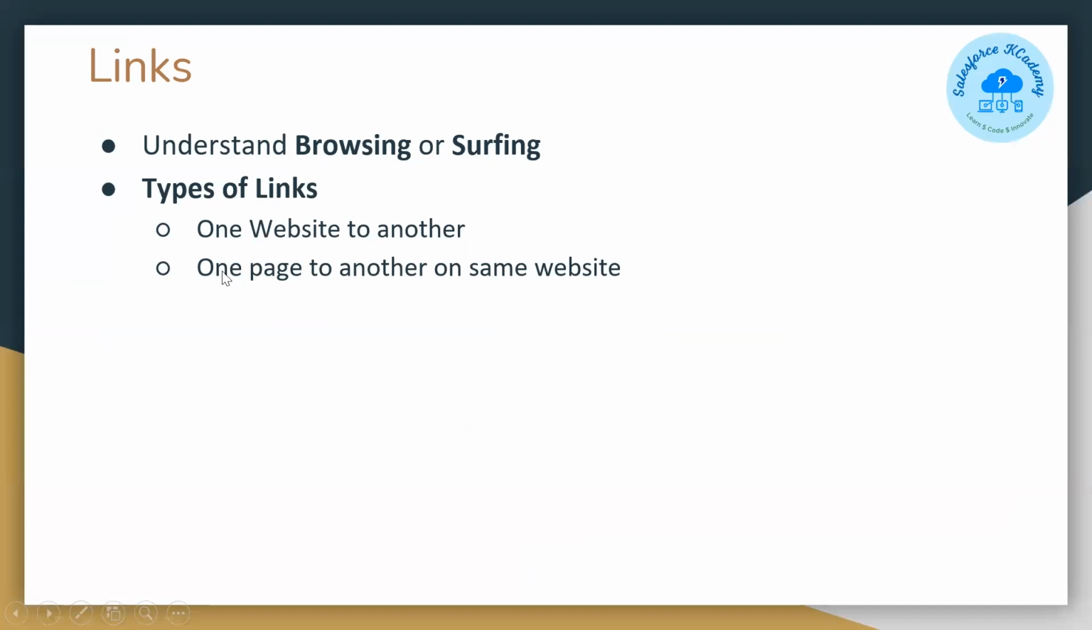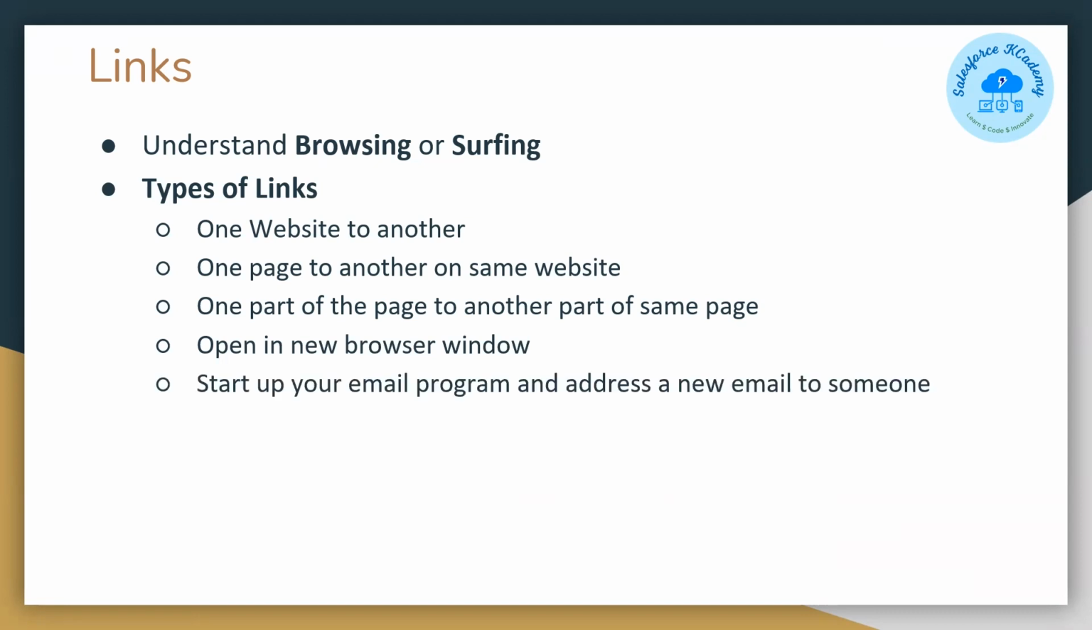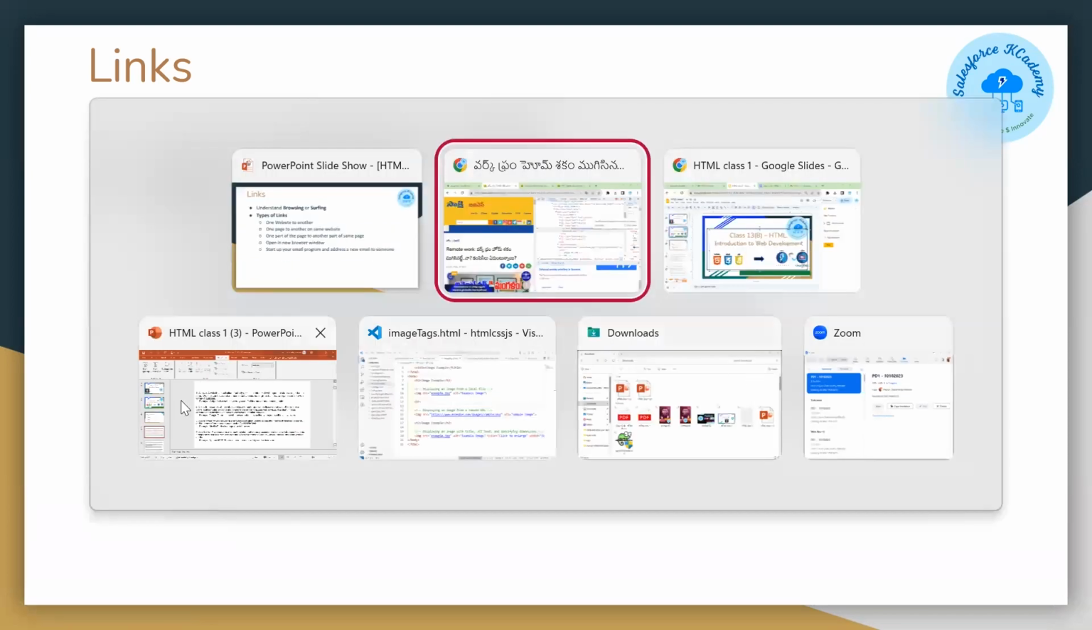That is with the help of the link, which will make us move from one web page to another web page, or to another point on the same website. Then there is one part of the page to another part of the same page. Then open in a new browser window, like start up your email program. So there are 5 different kinds. I'll show you the example, then it will be very easy for you.